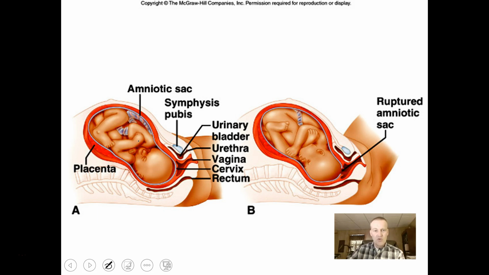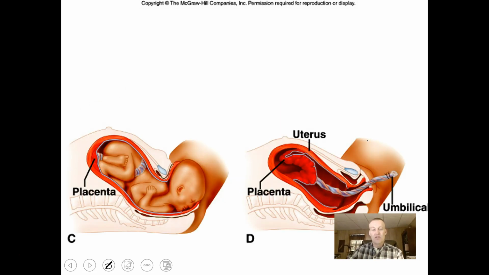So this is just showing you a little sequence here. The baby's head is down. It then turns towards the vertebral column. So you want the head to come out this way. It just makes it easier for it to come out. You can see now it's basically coming out. Then we have the placenta removing itself from the wall of the uterus. That will come out.